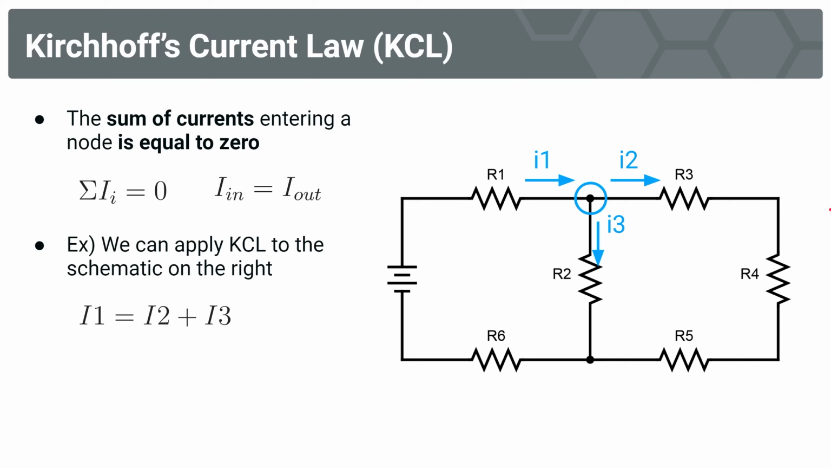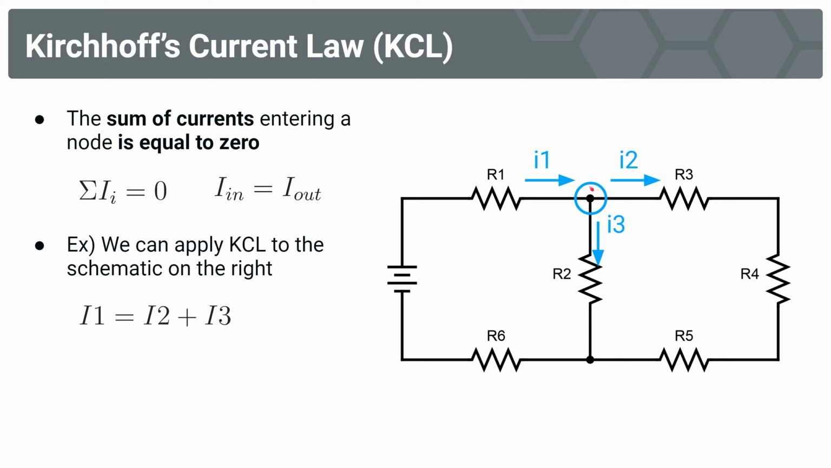Now for Kirchhoff's current law, or KCL. Kirchhoff's current law states that the sum of currents entering a node is equal to 0. In other words, the current entering a node is equal to the current exiting a node.